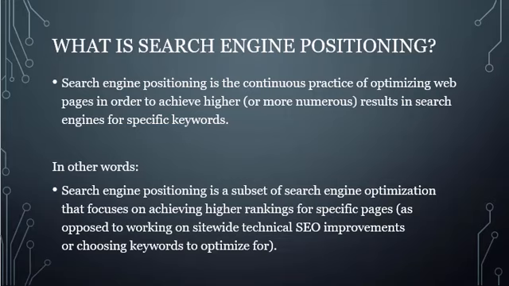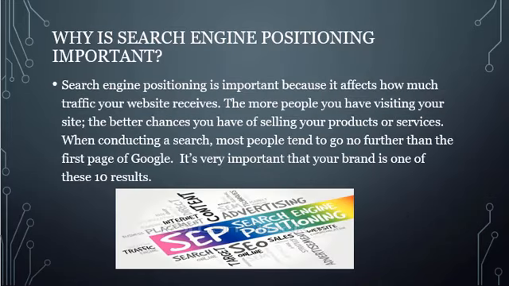Now comes what is search engine positioning. Search engine positioning is the continuous process of optimizing web pages in order to achieve higher results in search engines for specific keywords. In other words, we can also say that search engine positioning is a subset of search engine optimization that focuses on achieving higher rankings for specific pages as opposed to working on site-wide technical SEO improvements or choosing keywords to optimize for.